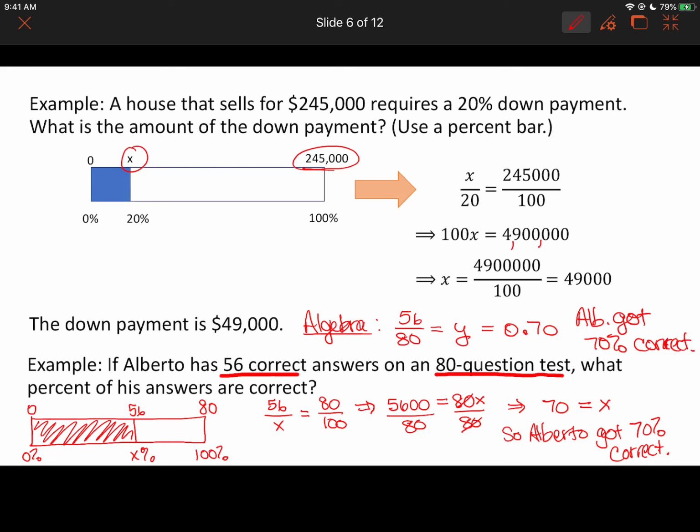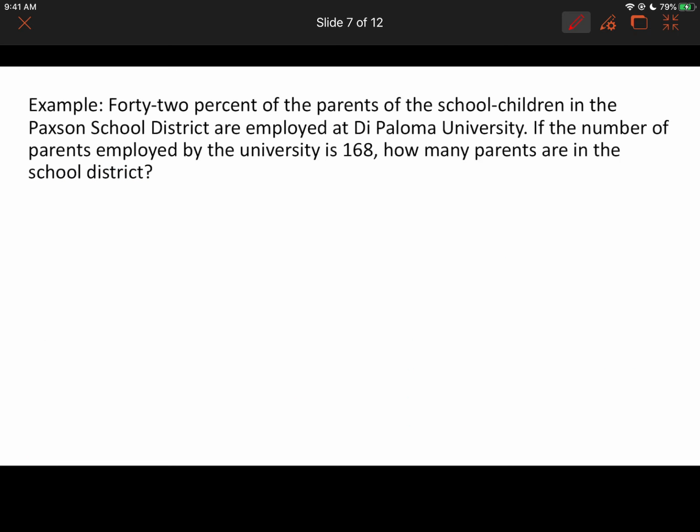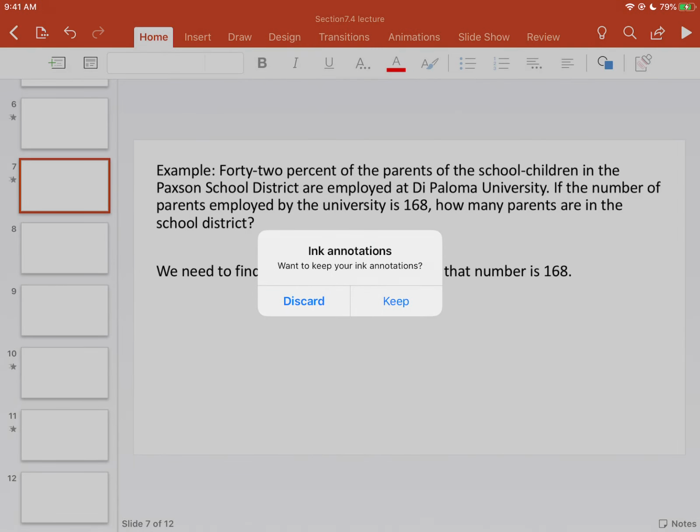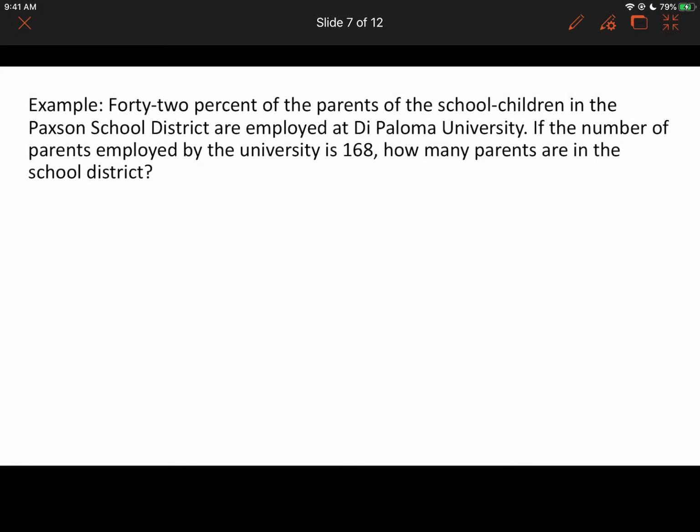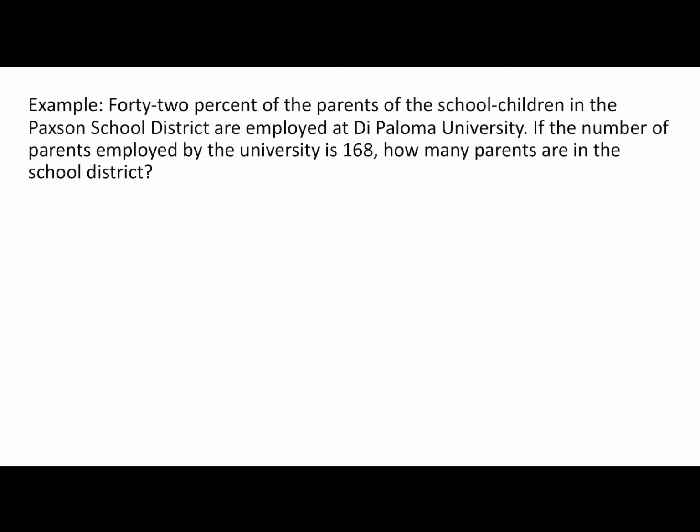All right, let's look at another example. 42% of the parents of school children in Paxton School District are employed at Paloma University. If the number of parents employed by the university is 168, how many parents are in the school district? So again, let's try this with the percent bar diagram.